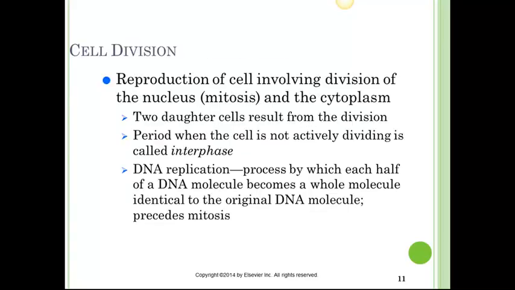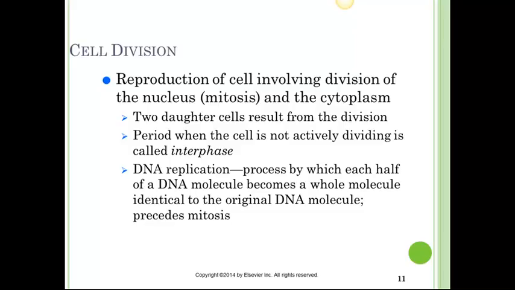Cell division. Reproduction of cells involves division of the nucleus, which is called mitosis, and the cytoplasm. Two daughter cells result from the division. A period when the cell is not actively dividing is called interphase. DNA replication is the process by which each half of the DNA molecule becomes a whole molecule identical to the original DNA molecule, which precedes mitosis.